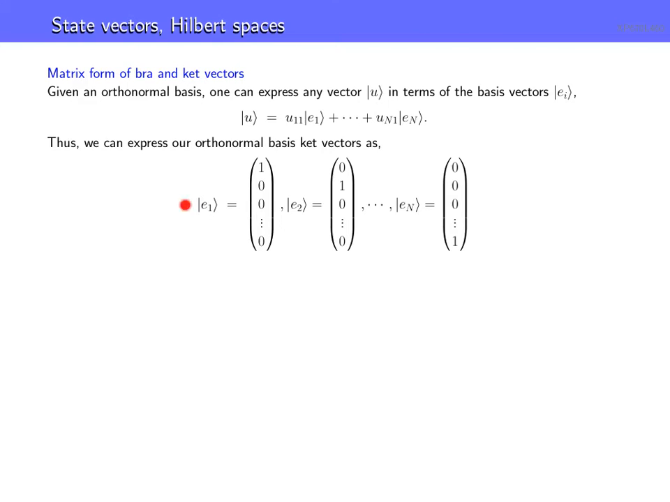Well, first of all, let's introduce our basis kets. Now, we can express our orthonormal basis kets as follows: e1 is 1, all zeros; e2 is 0, 1, and all zeros. Clearly, these are going to be orthogonal, and clearly, they're normalized. There's only one 1 there. So that hopefully should be obvious.